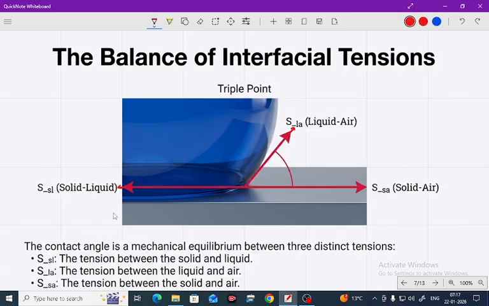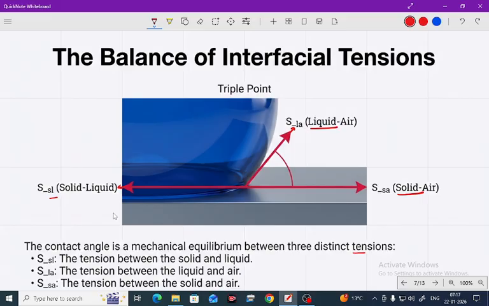The contact angle is a mechanical equilibrium between three distinct tensions. The tension between solid and liquid, this force. The tension between liquid and air, this second force. And the third one, SA, the tension between solid and air.